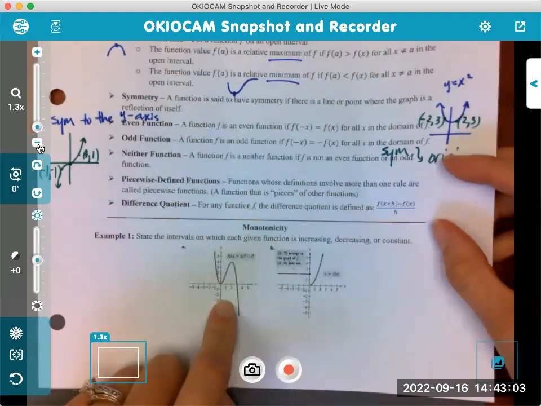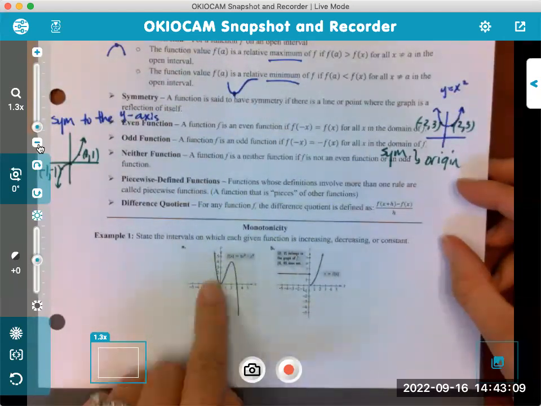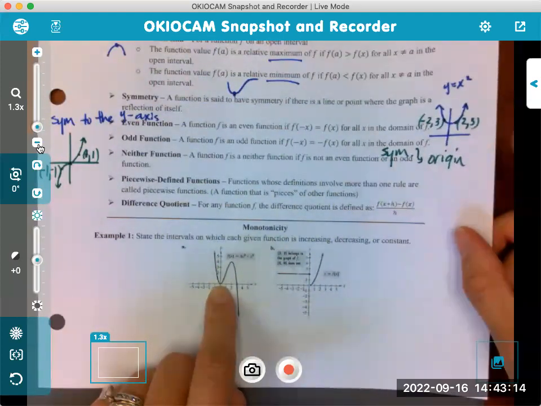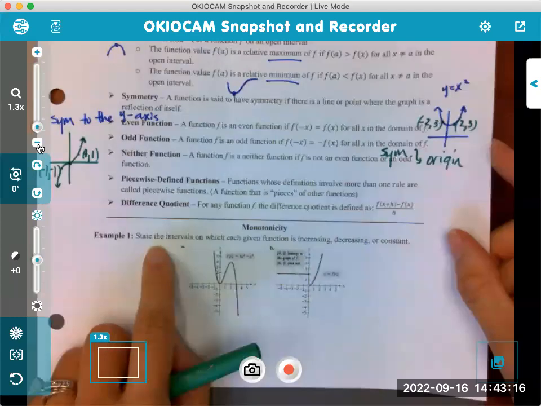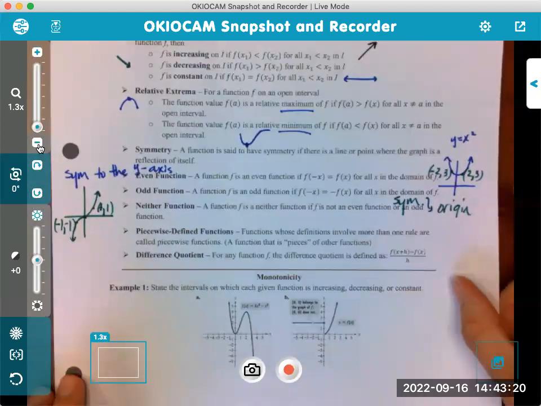This is an example of a neither function. I can't fold on the y-axis, and I can't do that push pin two fold to get things to lie on top of each other correctly. So A is an example of a neither. And then piecewise defined functions, remember back in the day, the old people called it like they saw it.